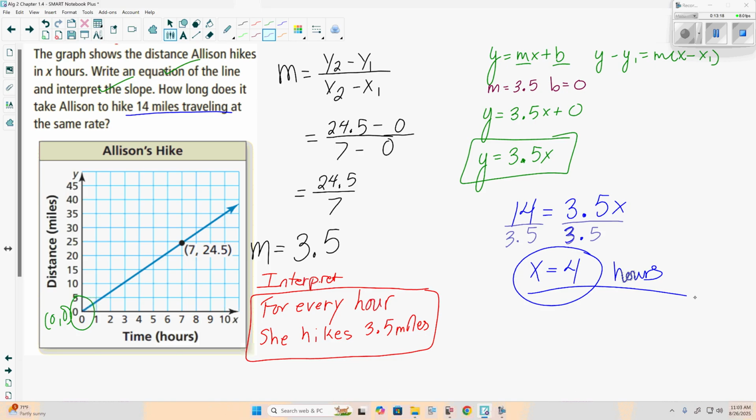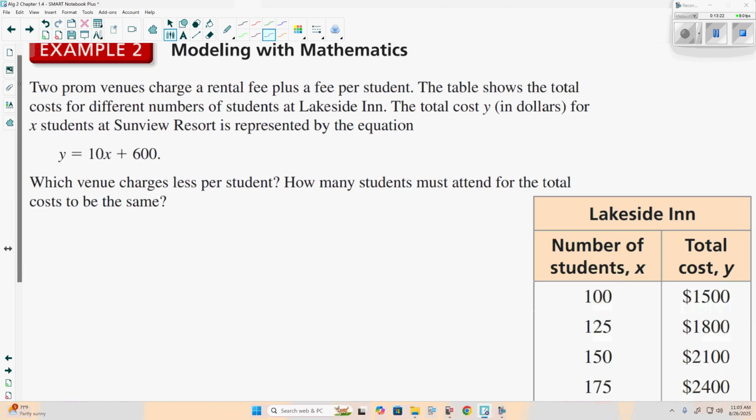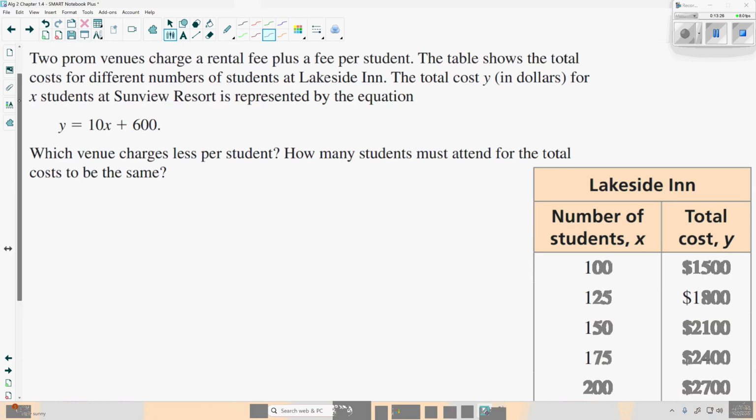Questions on this here? Find equations of the line and slope. All right. 2 prom venues charge a rental fee plus a fee per student. The table below shows the total cost for different numbers of students at Lakeside Inn. The total cost y in dollars for x students at Sunview Resort is represented by this equation. Which venue charges less per student? Then how many students must attend for the total cost to be the same?